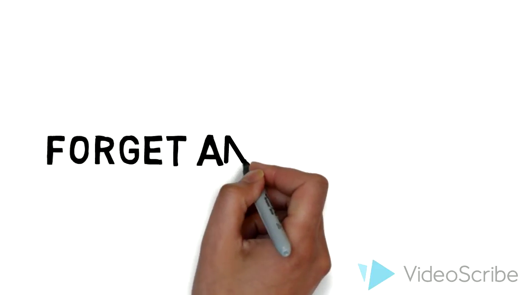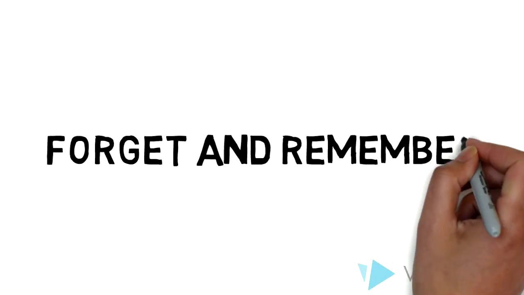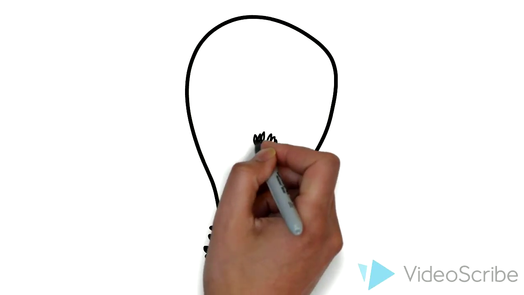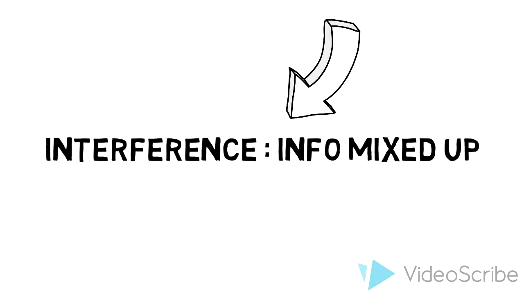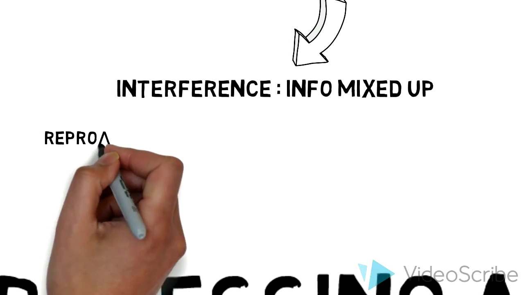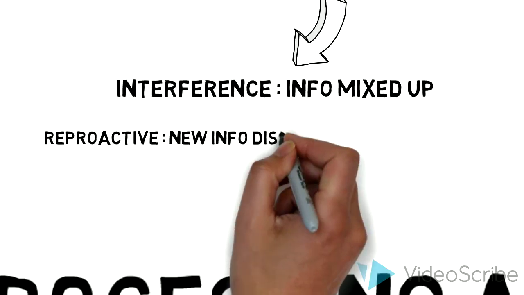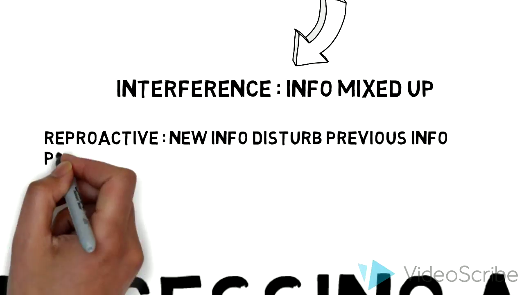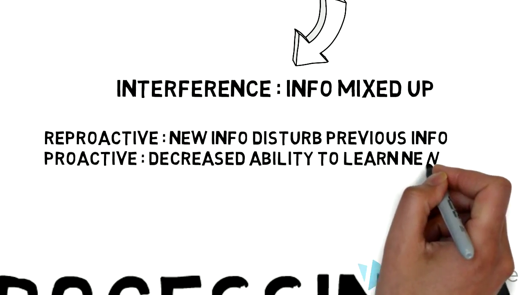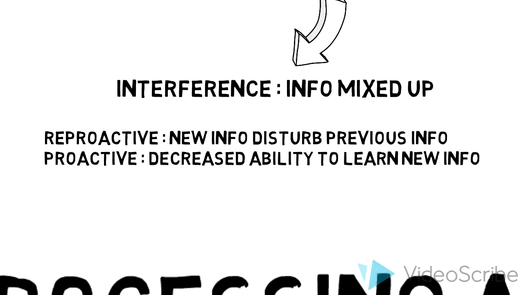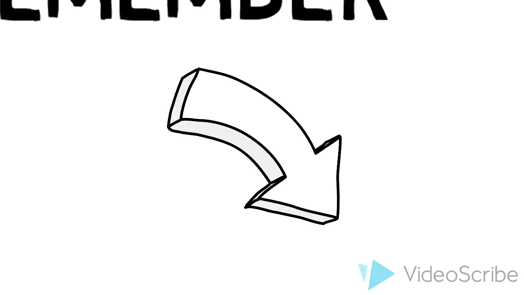Next is forgetting and remembering, which contain interference and facilitation. Interference is what makes us forget, and facilitation is what helps us to remember. Interference happens when information is mixed up or pushed aside by other information. Situations that cause forgetting are retroactive inhibition, where learning new information makes a person forget what he learned previously, and proactive inhibition, where the ability to learn new information decreases as a result of interference from existing knowledge.